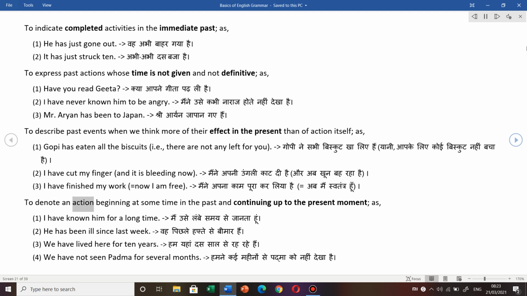To denote an action beginning at some time in the past and continuing up to the present moment, as: I have known him for a long time. He has been ill since last week. We have lived here for 10 years. We have not seen Padma for several months.